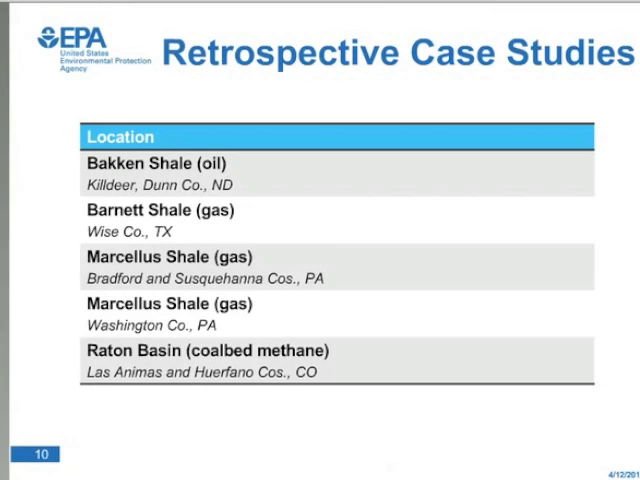And so you can see here, these different retrospective case study locations represent different types of hydrocarbon plays. You can see the Bakken Shale contains oil, the Barnett Shale and Marcellus Shale both contain gas, and coal bed methane is a different resource also used in fracking in the Raton Basin.